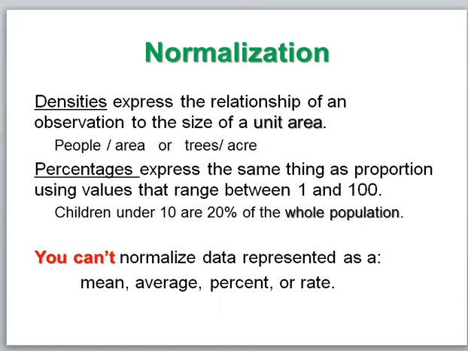You cannot normalize data that's already been normalized or averaged, or that's shown as a percent or a rate, because it's already been adjusted in some way. So for example, if you had the mean age, you couldn't normalize mean age.